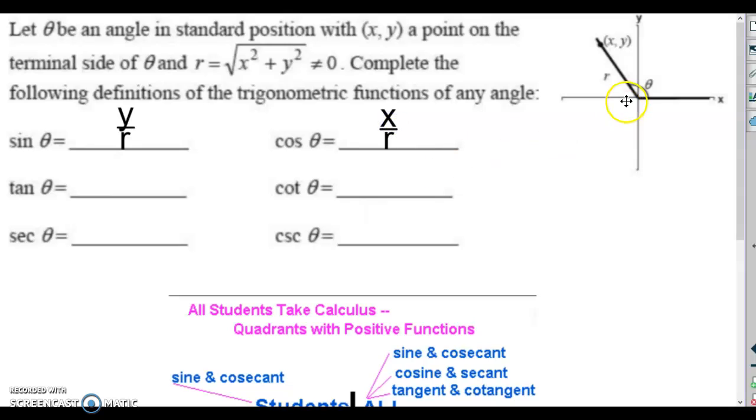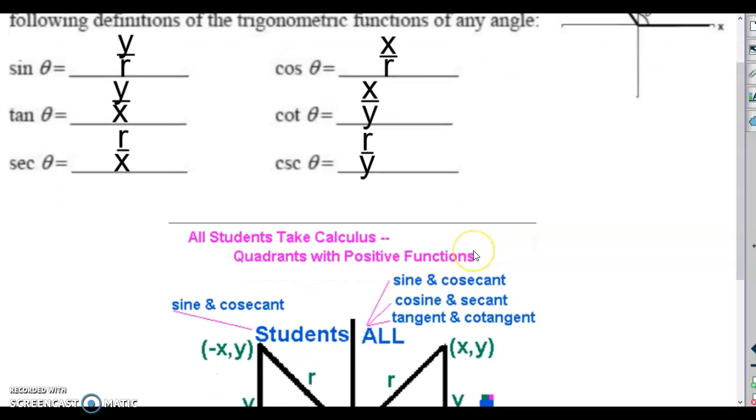Cosine then would be x over r, or the adjacent side over the hypotenuse. Tangent is opposite over adjacent, or the y over the x. Cotangent is the reciprocal of that, or x over y. Secant is the reciprocal of cosine. That's how we get the r over the x. And cosecant is the reciprocal of sine, or r over y. So really nothing new there.